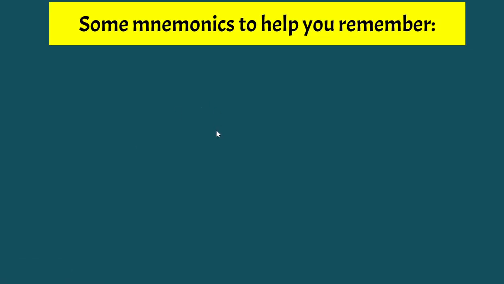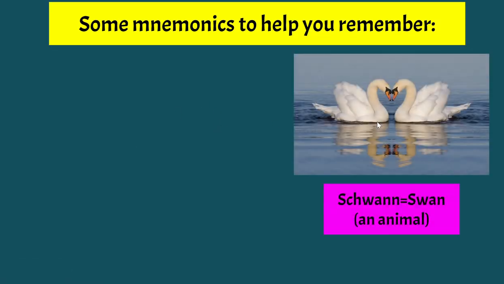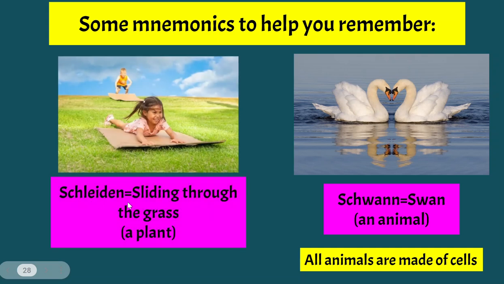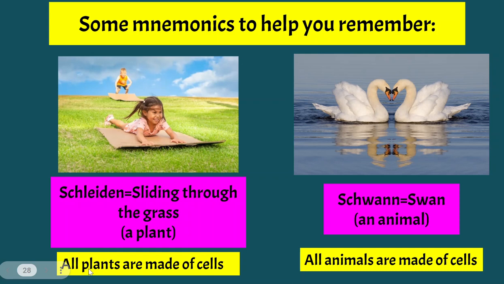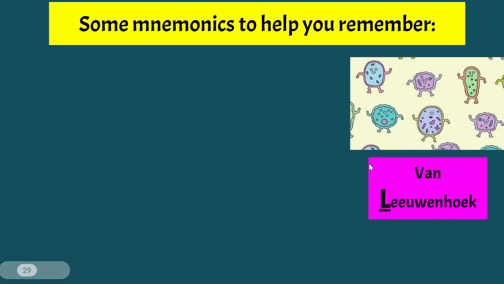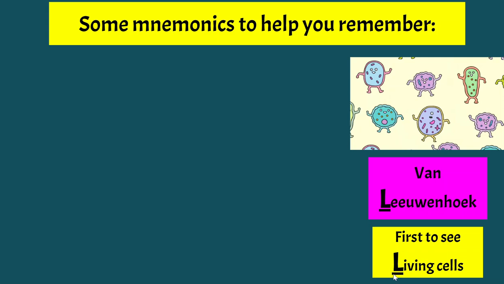All right, so we also have some mnemonics as another thing to help you remember. If you think about Schwann, it sounds like swan, right? And swans are animals. So Schwann is the guy who discovered that all animals are made of cells. And this one is a stretch, but Schleiden. If I'm sliding through the grass, grass is a plant. So Schleiden discovered that all plants are made of cells. And van Leeuwenhoek, what did he do? Well, he is credited with being first to see living cells. So you've got L for Leeuwenhoek and L for living cells.